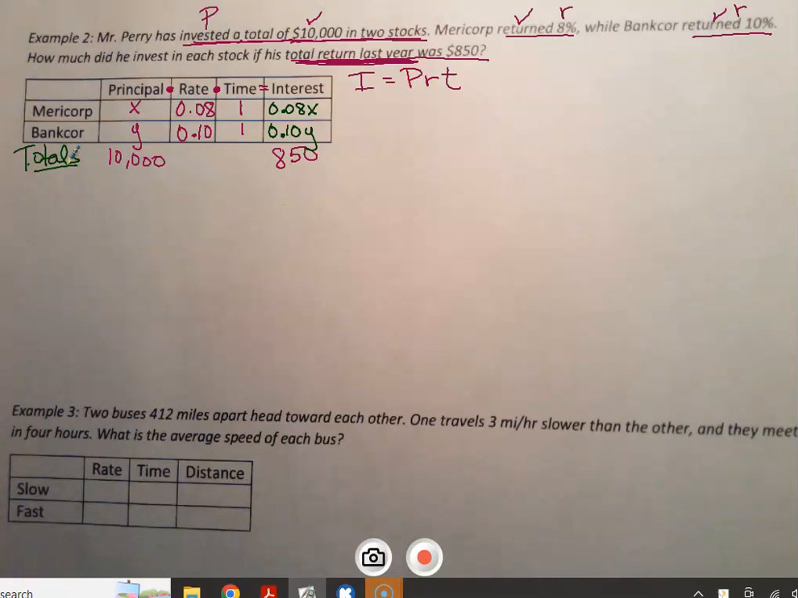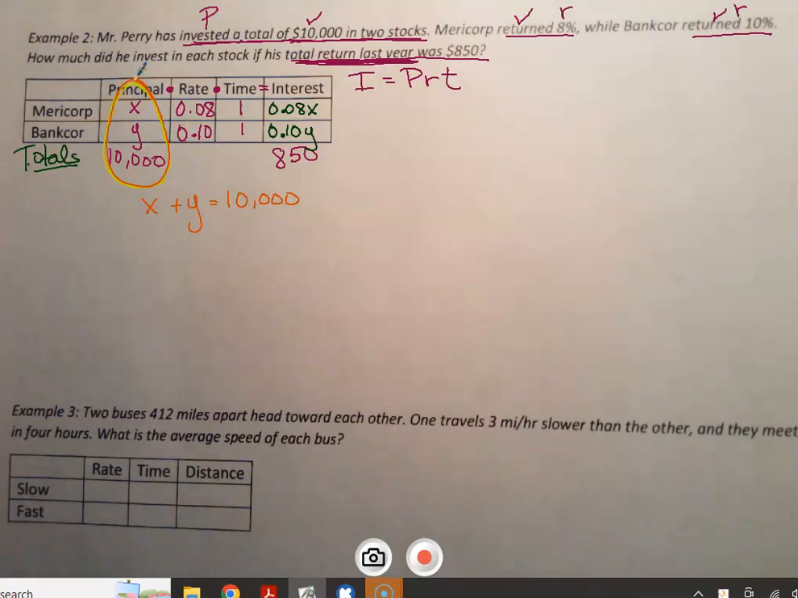All right, so now I've got it in my chart, but what does it mean? How can I make this into two equations? Because I want to make a system. So Mr. Perry has invested a total of $10,000 in 2 stocks. Well, that's kind of handy that we've got this set up here. So if we add these together, the principal that we invested in AmeriCorps and Bancorp, it's going to give us the total. So my formula for this one, I need to change colors, that yellow is terrible, is x plus y equals 10,000.